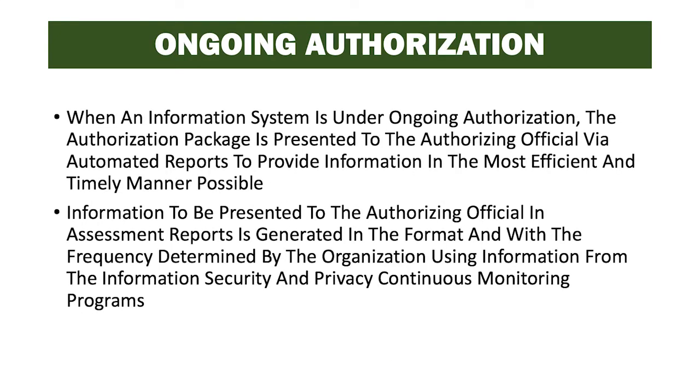When an information system is under ongoing authorization, the authorization package is presented to the authorizing official via automated reports to provide information in the most efficient and timely manner possible. Information to be presented to the authorizing official in the assessment report is generated in a format and with the frequency determined by the organization using information from the Information Security and Privacy Continuous Monitoring Program. So when we develop that program for continuous monitoring, we determine the frequency that reports are generated for the AO, as well as the frequency that each control is looked at and reassessed.